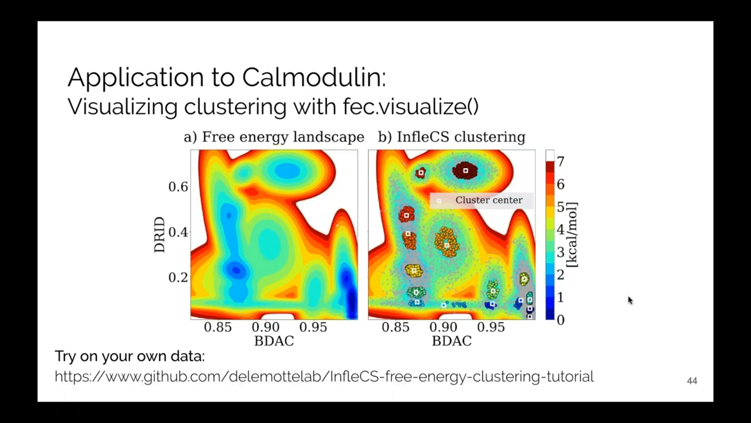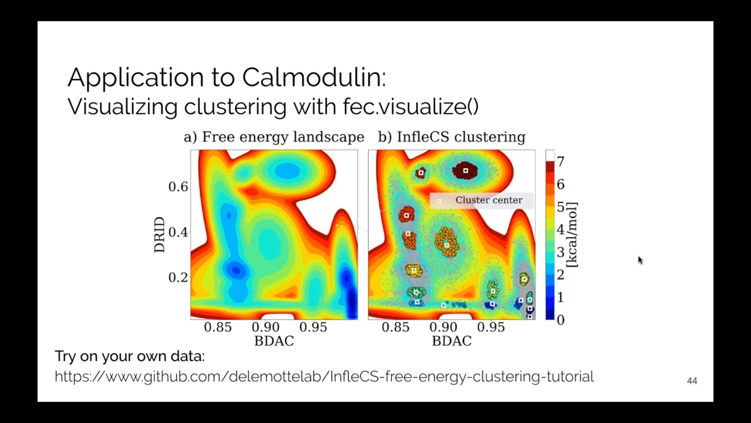And then if we run fec.visualize again, we will get what's seen here on the right panel. And then just comparing this to the free energy landscape to the left, we see that basically where we have free energy minima, this is also where we extract core states. So it seems to work pretty well.